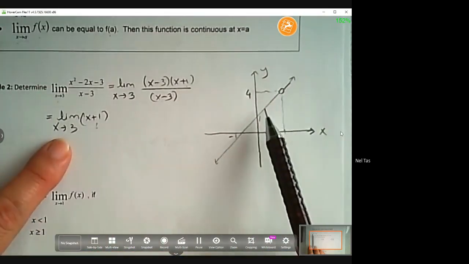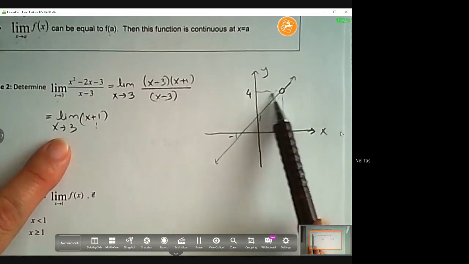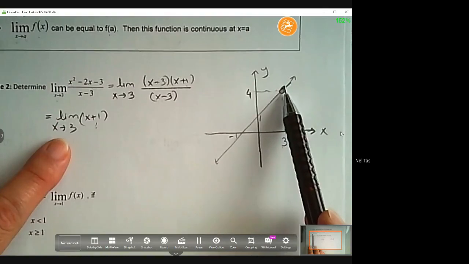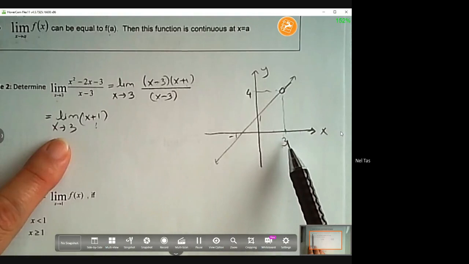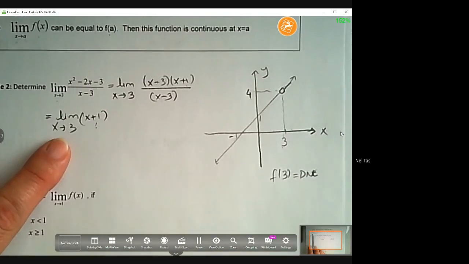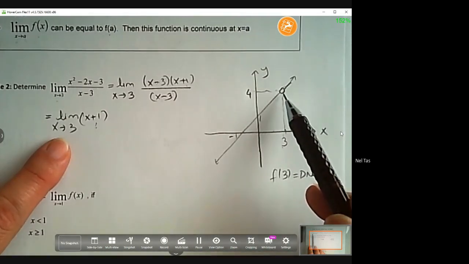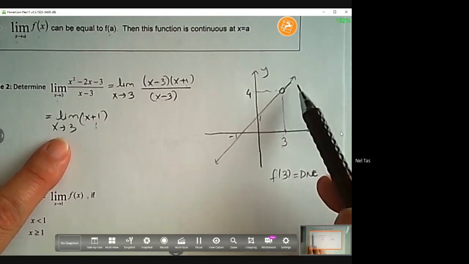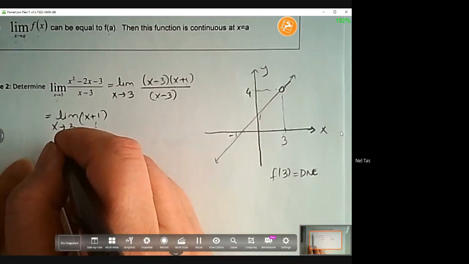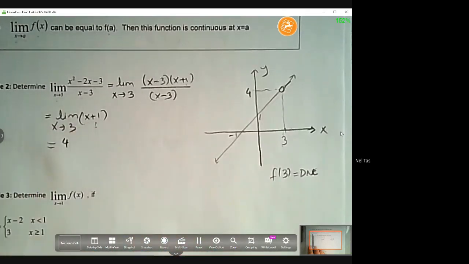Okay, so limit from left, 4. Limit from right as x approaches 3, 4. Well, f of 3 does not exist, right? F of 3 does not exist. It's undefined. But limit from left is 4. Limit from right is 4. So limit is 4. So limit exists.